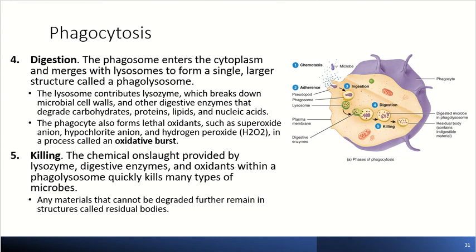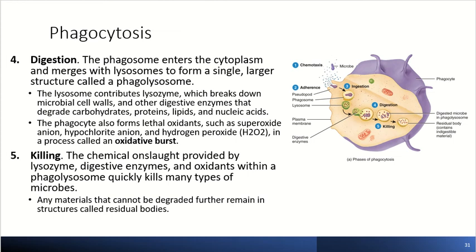Phagocytes are also going to form lethal oxidants, such as superoxide anions, as well as hypochlorite anions, and hydrogen peroxide, in a process that's called oxidative burst. And this is also going to help to result in the breakdown, and essentially killing and digestion of that little microbial cell.